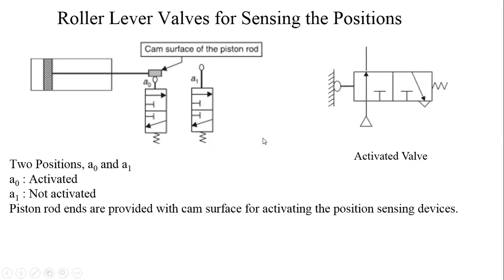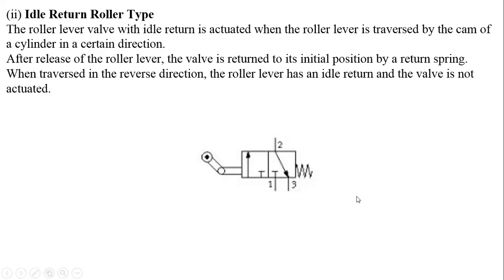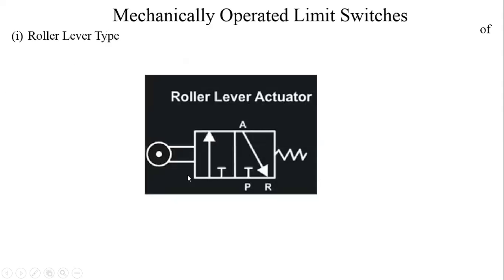Now there are two such position sensing devices, or rather roller lever valves are categorized as roller lever valve and another is roller lever valve with idle return. There are two types of roller lever valves. First is roller lever control valve and second is idle return roller lever type of control valve, or roller lever type of control valve with idle return. What is that? Let us see.